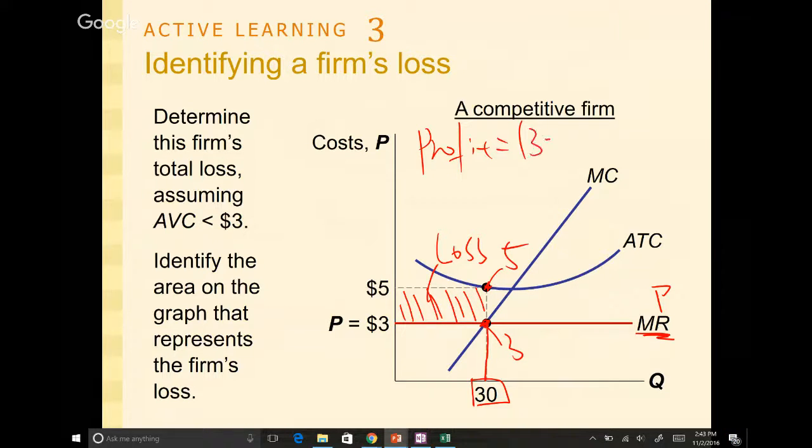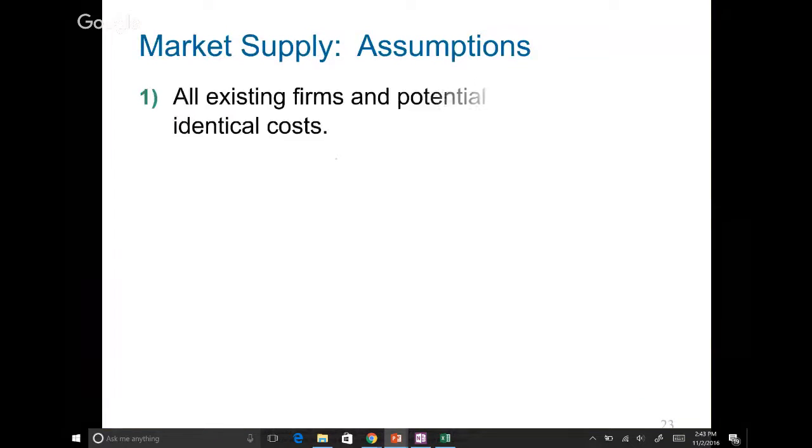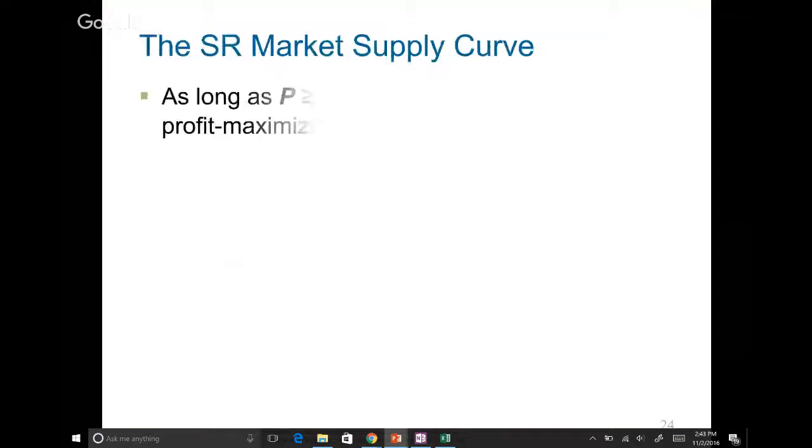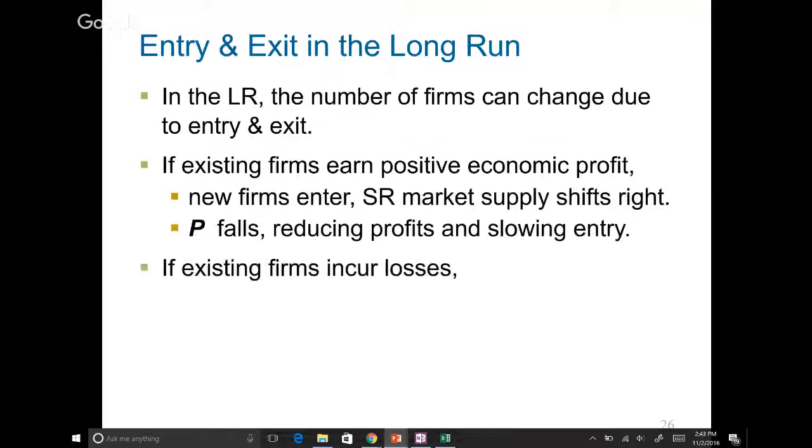So your profit equals 3 minus 5 times 30. So this is -2 times 30. So it's a -60 profit, which means you're losing $60. Okay. All right, we're going to skip this, not important.